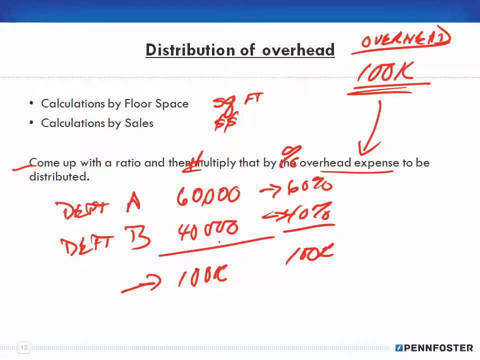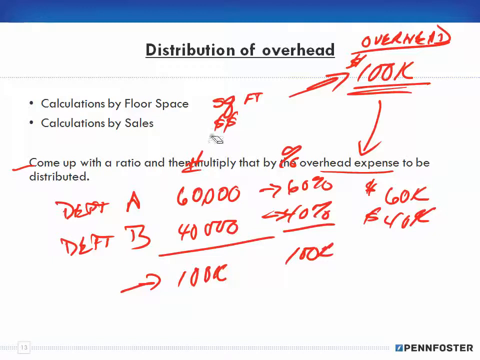for each department. And then we allocate the overhead amount, the 100,000, by multiplying it by that percent. Now, I realize that 100,000 times 60% is going to give me 60,000. Well, $60,000 of that $100,000 goes against A, and 40,000 against B. Okay, and that's on a very simple level.